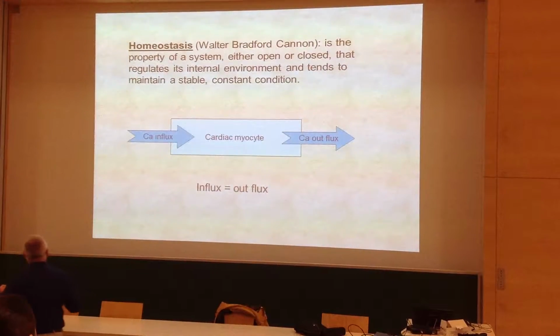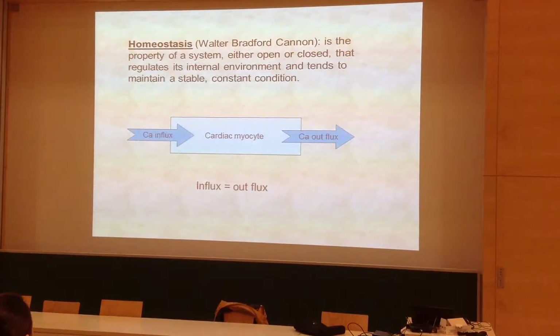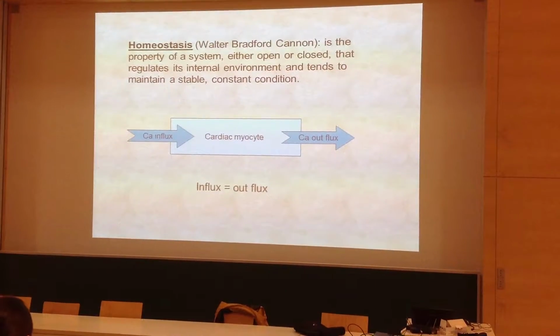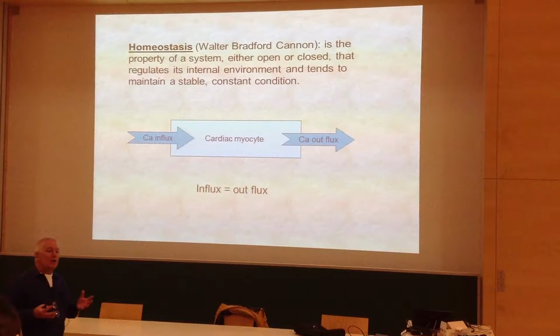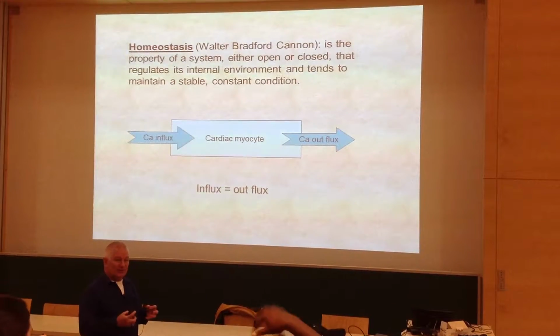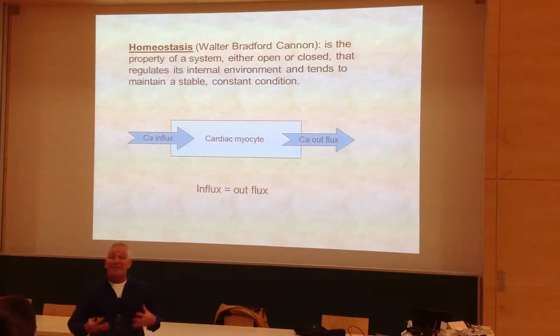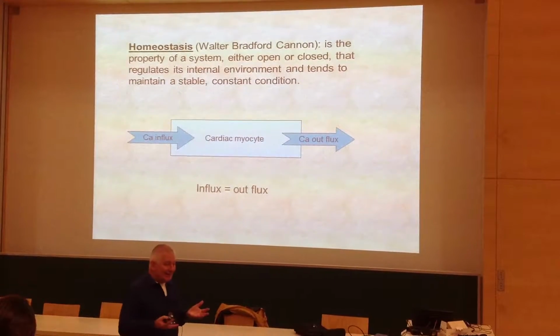What is homeostasis? According to the definition of the early physiologist Hammond, homeostasis is a property of a system to maintain balance. And this is what we want to emphasize. In the earlier lectures, we already discussed several components of the calcium homeostasis, channels, pumps, and other functions. Today, I would like to emphasize the homeostasis, how the balance is maintained.